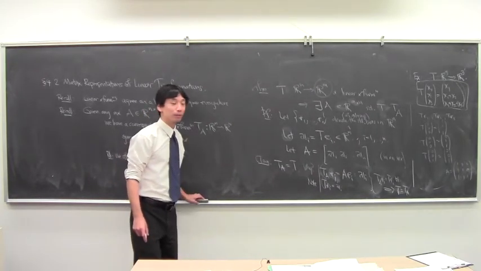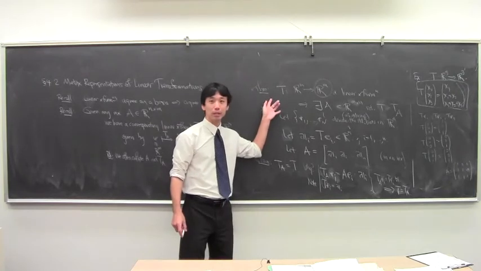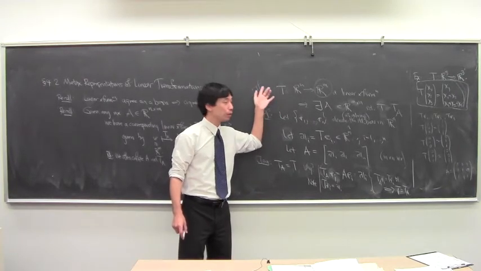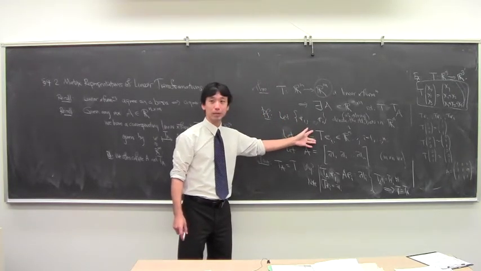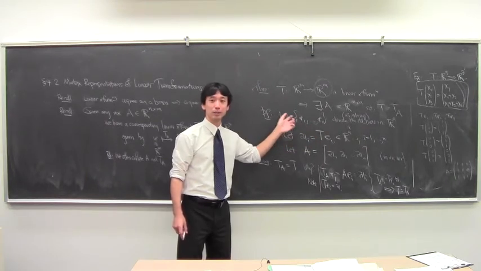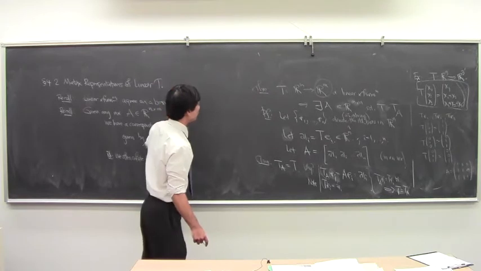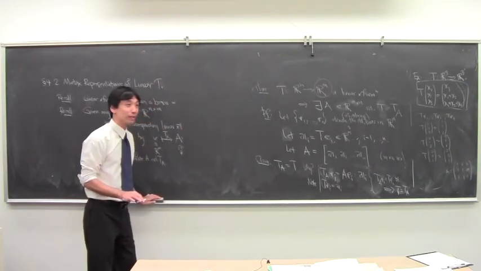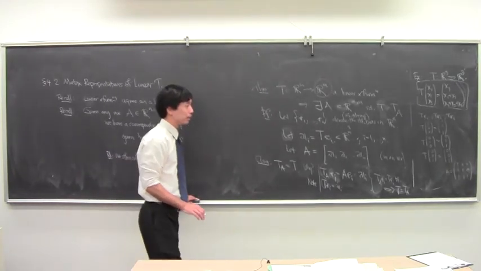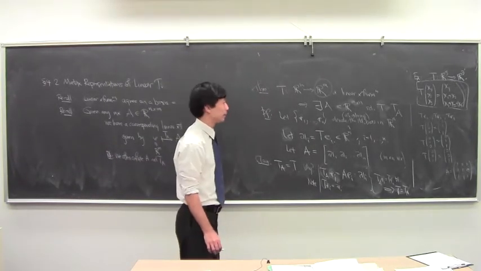So the moral is, given a linear transformation, you can find a matrix that does it. For example, that's an m by n matrix, where m is the number of rows? Yes.